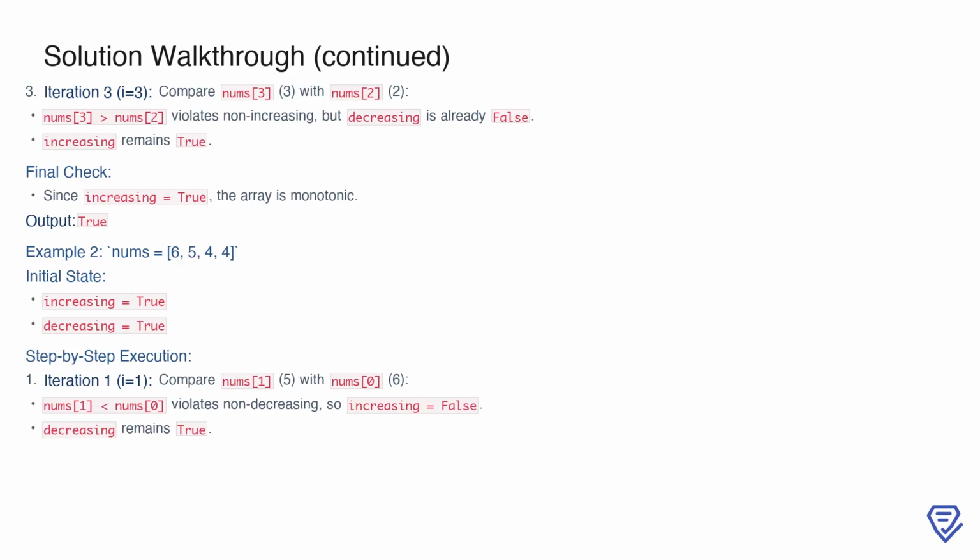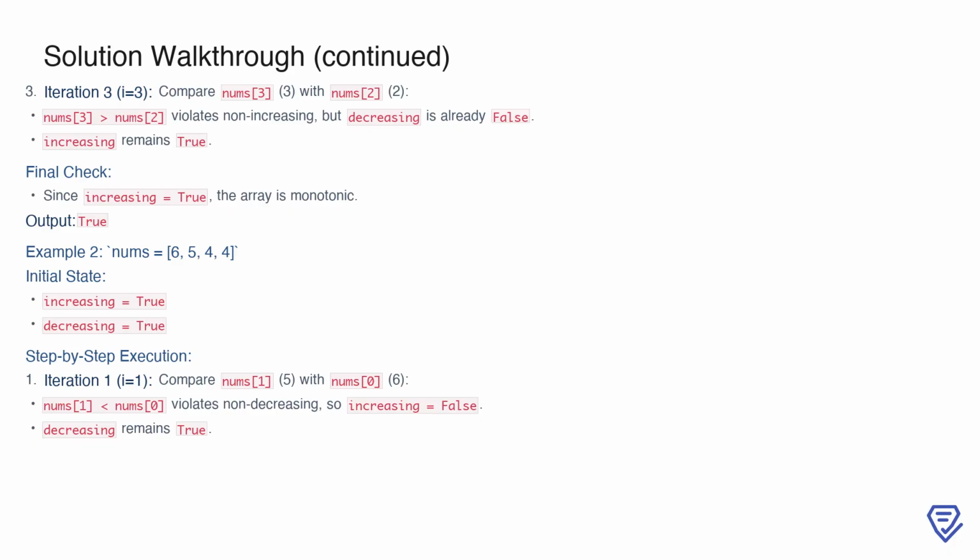At the end of all iterations, we check the flags. Since increasing is still true, the array is monotonic, and the function would return true. Now, let's explore a second example with nums equals 6, 5, 4, 4.